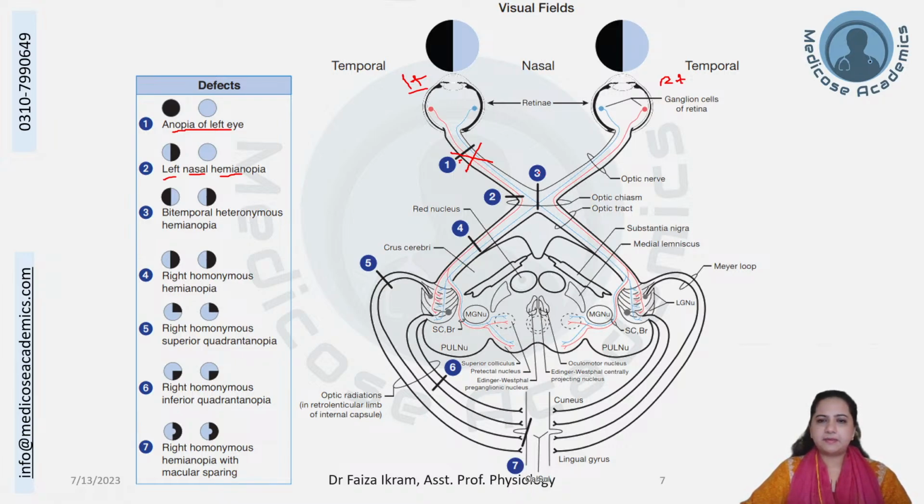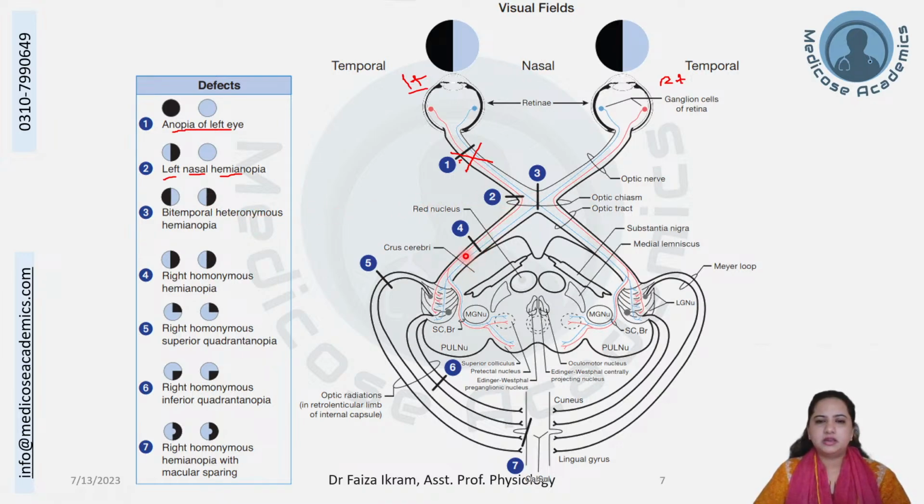Number 3, damage at the level of the optic chiasm, and only the central nasal fibers are destroyed. If only the nasal fibers are destroyed, that means the temporal field of vision of both eyes is lost, that you can see over here. Temporal field of vision on both eyes. This is called bitemporal heteronymous hemianopia.